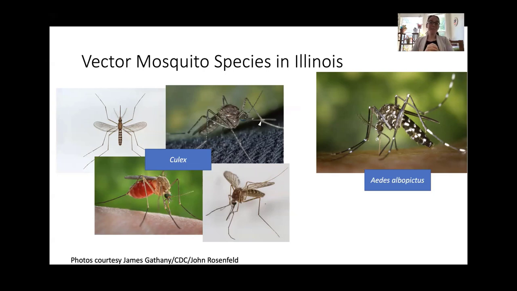The Aedes albopictus mosquitoes in Illinois do not actually currently vector any diseases, but they can. We just don't have those diseases in Illinois right now, luckily, because the Aedes albopictus would be able to spread yellow fever, dengue, Zika, all of those diseases that we hear about from other areas. They could spread them in Illinois if those diseases existed in Illinois. So we watch them as a vector species, even though they currently don't spread disease here.